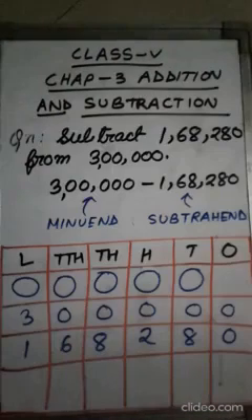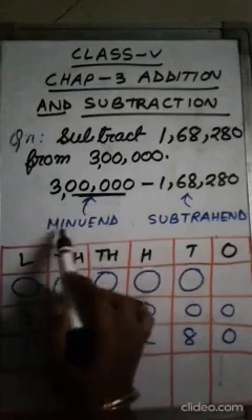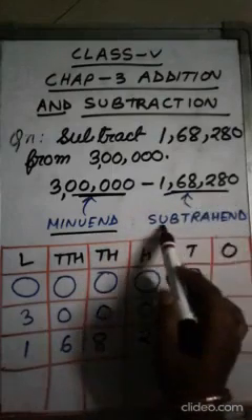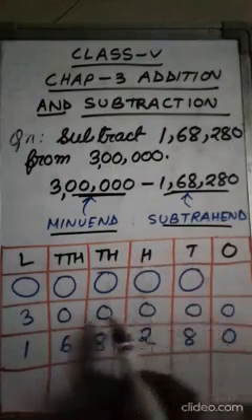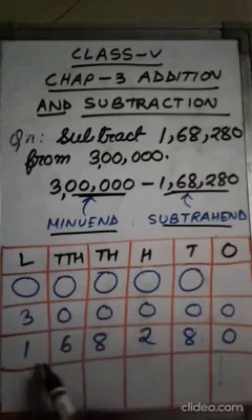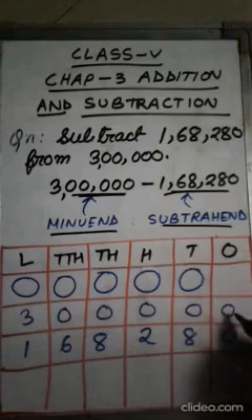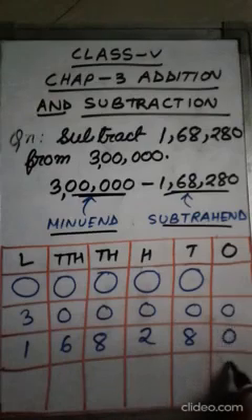Now we shall subtract 1,68,280 from 3 lakh. Here 3 lakh is called minuend. 1,68,280 is called subtrahend. In the place value chart, I have put both the numbers. From 3 lakh, we have to subtract 1,68,280. In ones place, you can see both these digits have the same value. So 0 minus 0, if we subtract same value, it is 0.